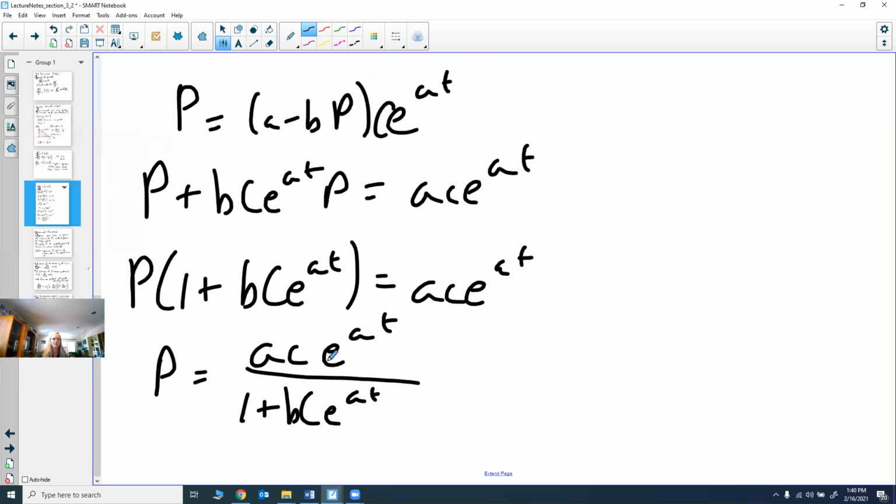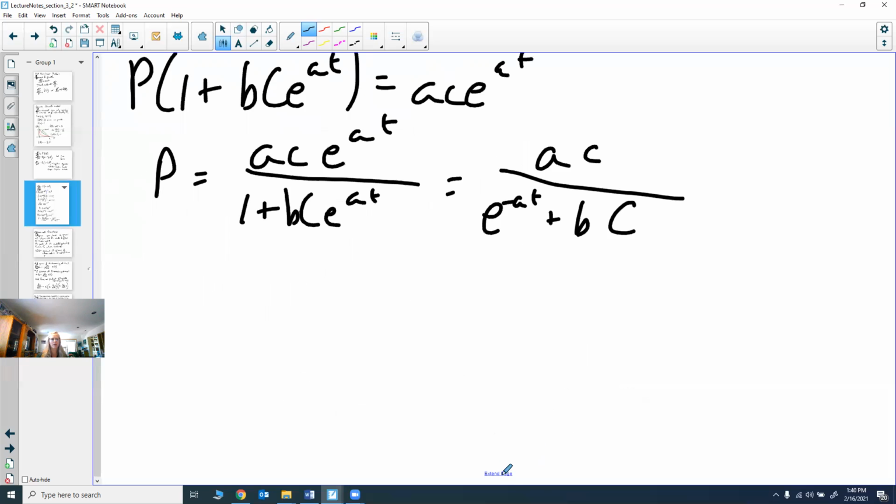We don't particularly like having this e^(at) all over the place. So if I divide through by e^(-at), I'll get rid of it from the top. That will put 1 down here and gets rid of that 1 there. So this is just another way to look at it, just a different way.